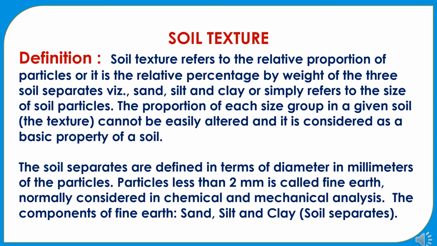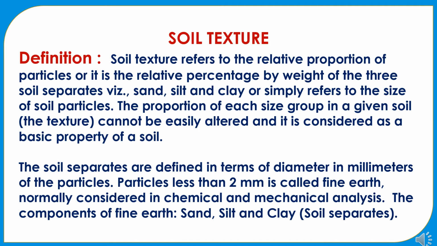Now to study soil texture. Soil texture refers to the relative proportion of particles, or the relative percentage by weight of the three soil separates, sand, silt and clay, or simply the size of soil particles. The proportion of each size group in a given soil cannot be easily altered, and it is the basic property of a soil. The soil separates are defined in terms of the diameter in millimeters of the particles.